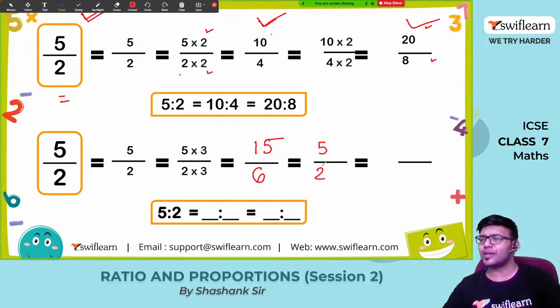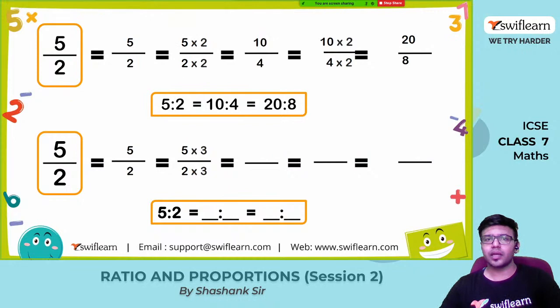The easiest way to find an equivalent ratio, if your teacher asks, is to simply multiply it by 10, 100, 1000. So I'm going to multiply by 10 and multiply by 10, 10 times 5 is 50, and 20. If I multiply by 100, I get 500 and 200. So these are the equivalent ratios. Yes, understood? Okay, next.